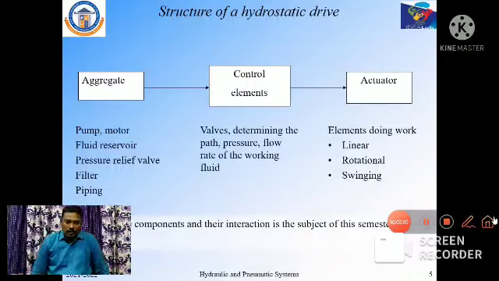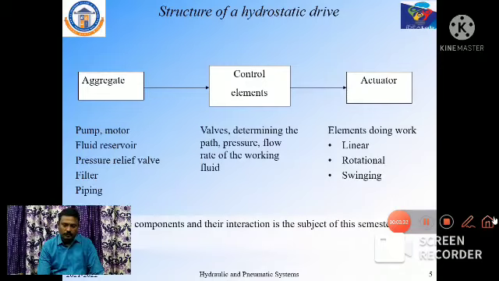Next, the structure of a hydrostatic system. It consists of the pump, motor, fixed reservoir, pressure relief valves, filter and piping. The control elements are valves, determining the path, pressure, flow rate and working fluids. These are followed by the actuators. Actuators are the basic elements doing work: linear, rotational and swinging.